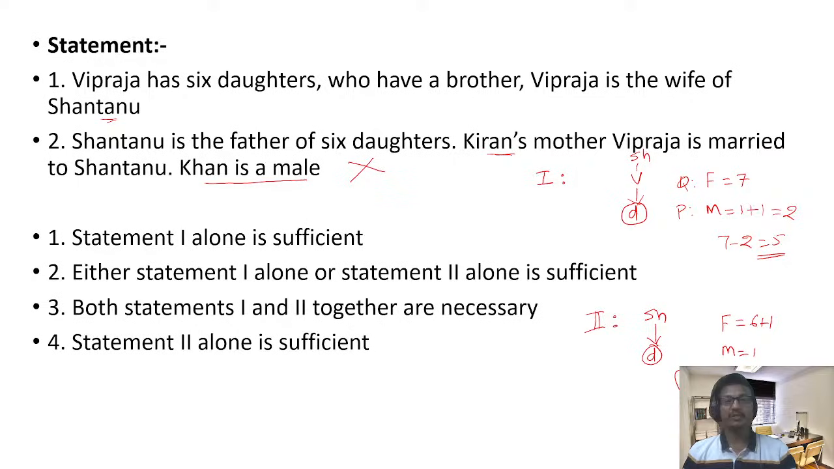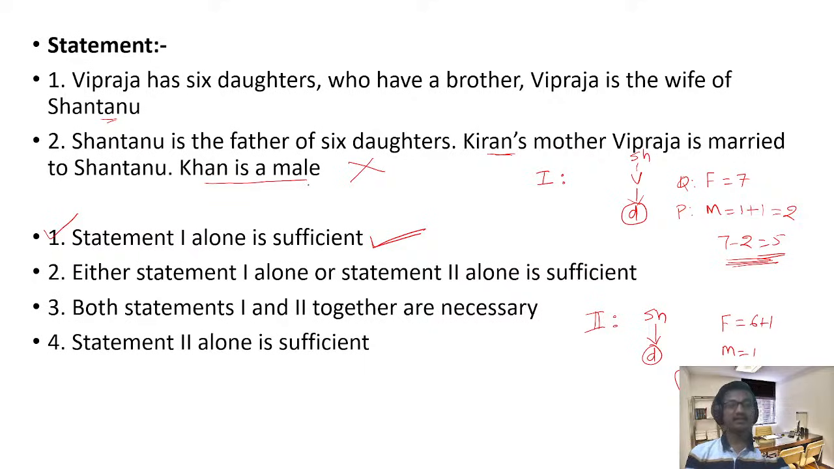So that's why statement 1 alone is sufficient to arrive at the solution. From statement 1 alone, you are able to find the difference between males and females in the family. Yes or no? So the answer for this is statement 1 alone is sufficient. Option 1 is the correct answer.